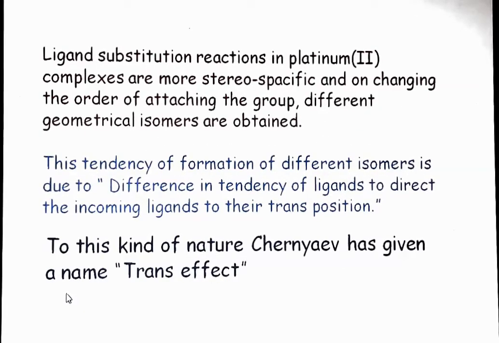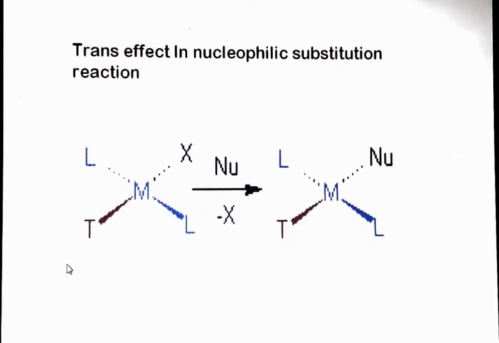It is observed that during substitution reactions of square planar metal complexes, some ligands preferentially direct the substitution trans to themselves. The choice of leaving group is determined by the nature of the ligand trans to it. So, trans effect can be defined as the effect of a ligand over the rate of substitution of another ligand positioned trans to it in a square planar complex. That we will understand here.